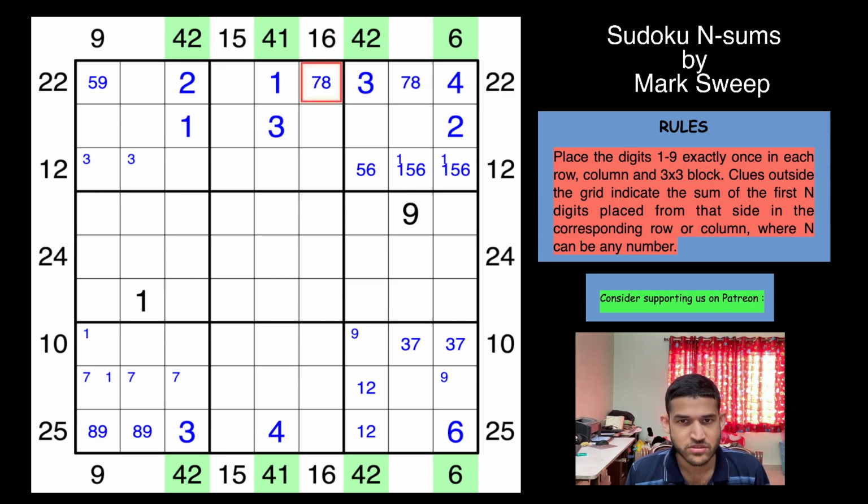7, 8. So these 2 cells can be filled up 5, 6, 9 and 5, 6, 9. So 9 cannot go here, 9 goes here. That will mean this is a 7, 8. 7, 8 pair resolves this. So this is a 7, this is a 3.